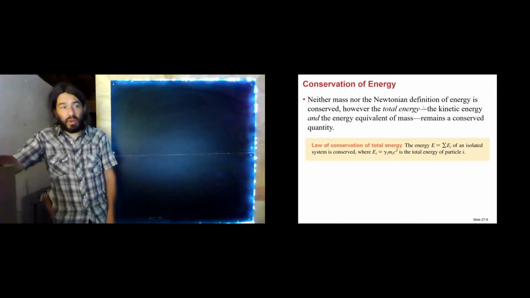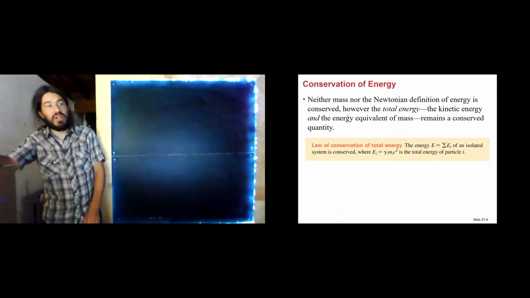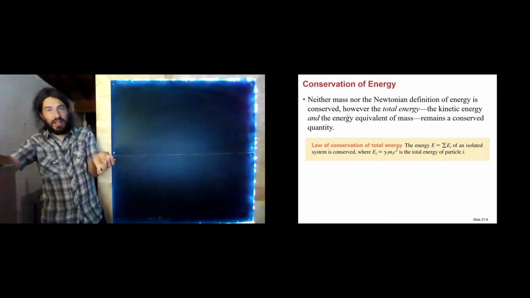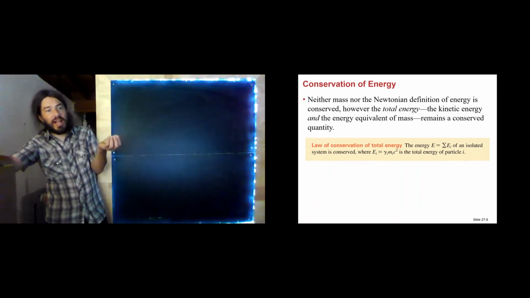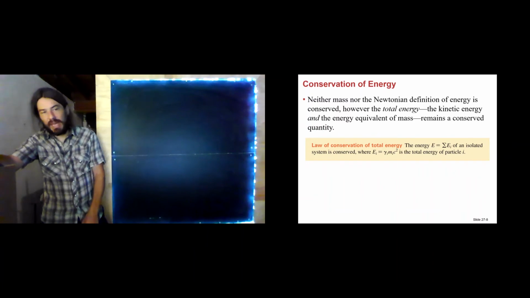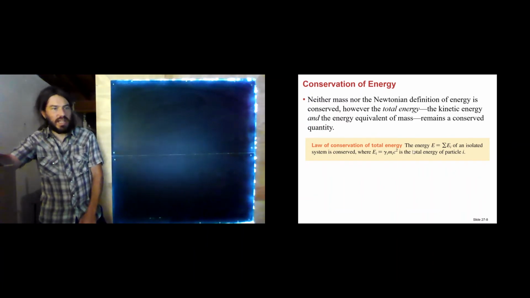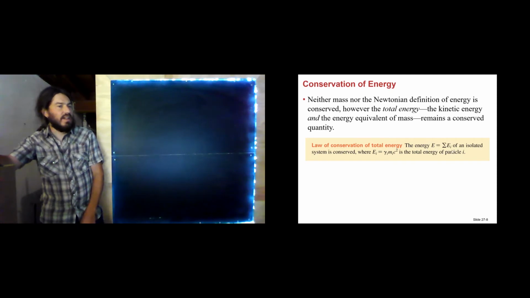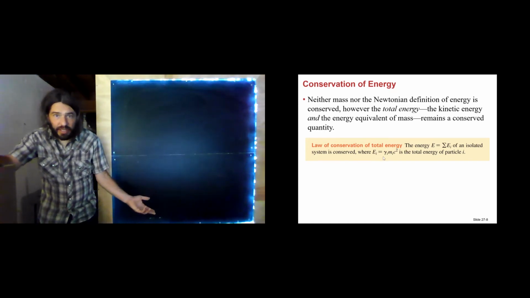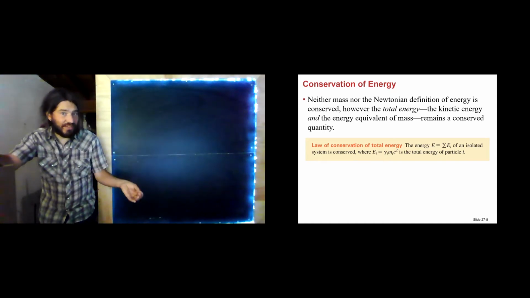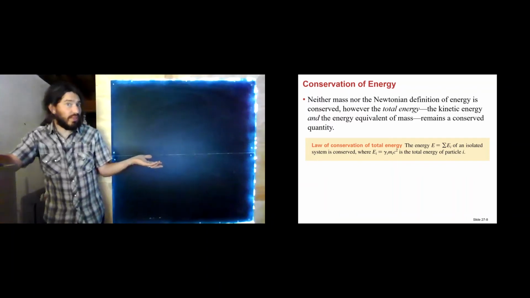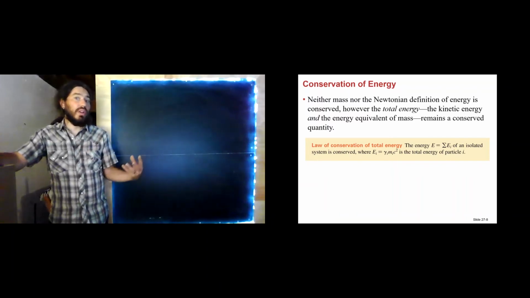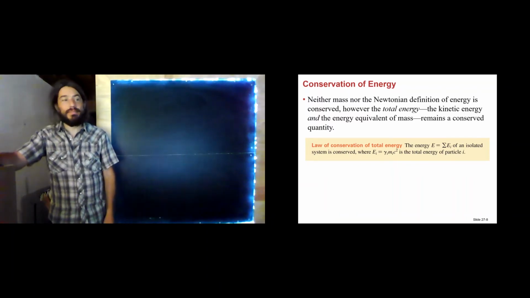We have exactly the same amount of energy before the collision as after the collision. So neither mass nor the Newtonian definition of energy is conserved. However, the total energy, the kinetic energy plus the energy equivalent of mass, remains a conserved quantity. And so here's some notation. Sometimes this can get a little abstract, but all this says is that the total energy before some event, any event really, must equal the total energy after that event. Which is the same as before. It's just that now we have to include the E equals mc squared term.